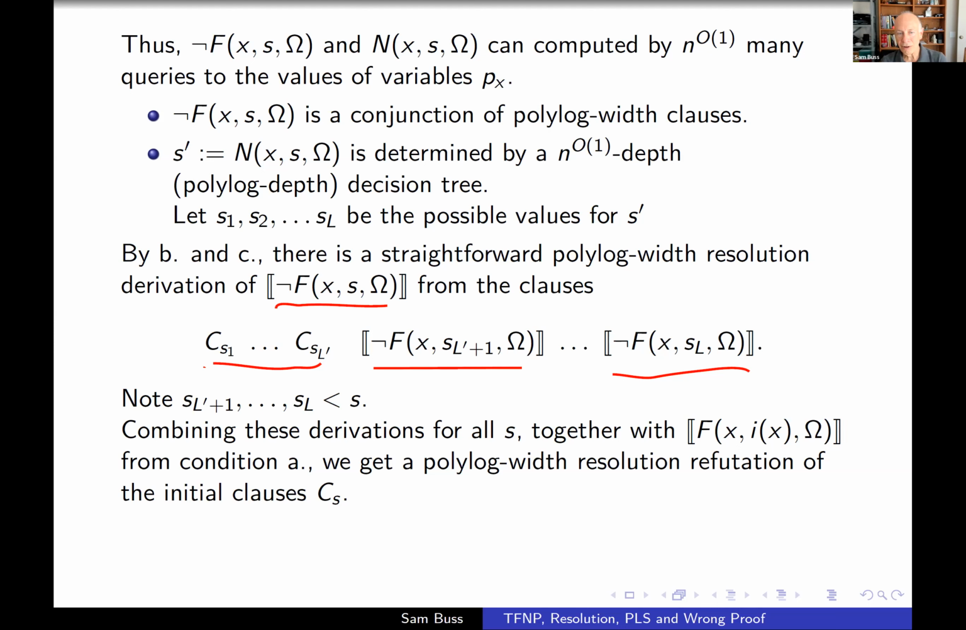And so when you do this for all S and combine them together by the well-foundedness of the PLS problem's neighborhood function, we end up with a polylog-width resolution refutation of the initial clauses C_S. So we get directly a resolution refutation from the PLS problem. Okay, very good.